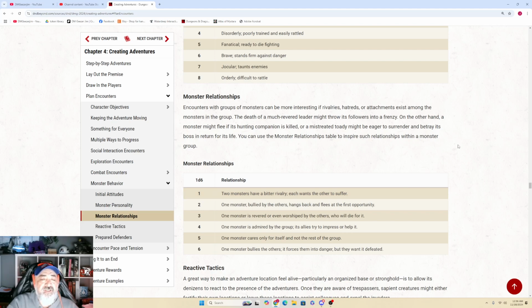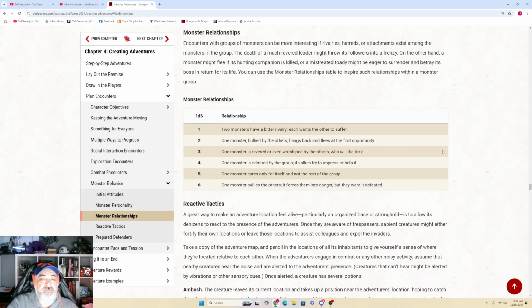So this table is based on a D6 describing monster relationships. If you roll a 1, 2 monsters have a bitter rivalry. Each wants the other to suffer. On a 2, one monster, bullied by the others, hangs back and flees at the first opportunity. 3, one monster is revered or even worshipped by the others who will die for it. 4, one monster is admired by the group. Its allies try to impress or help it. 5, one monster cares only for itself and not the rest of the group. 6, one monster bullies the other. It forces them into danger, but they want it defeated.